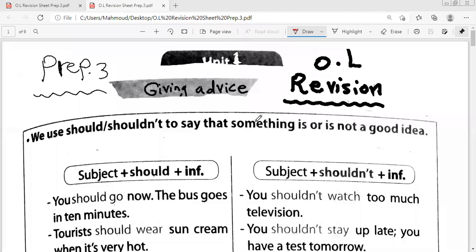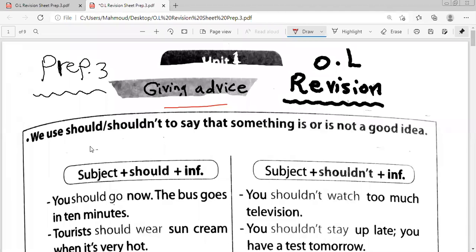Today, inshallah, we'll try to revise the most important points in the 9 units of the O level, and we'll start here with Unit 1, as you see. In Unit 1, we studied together the first point, giving advice.